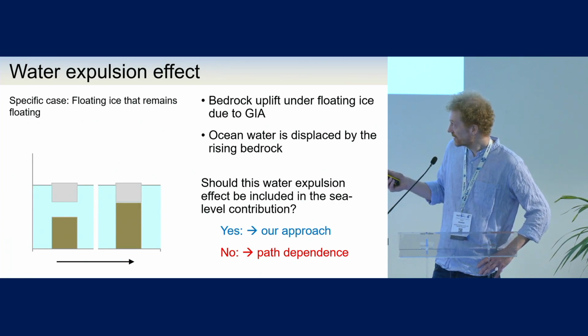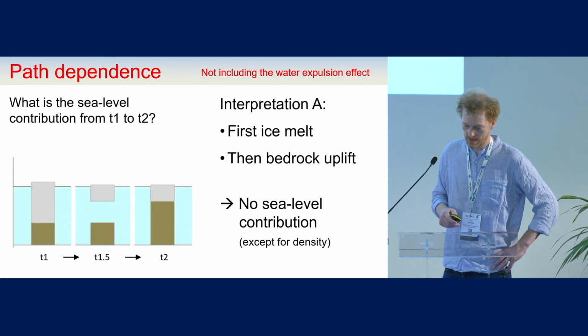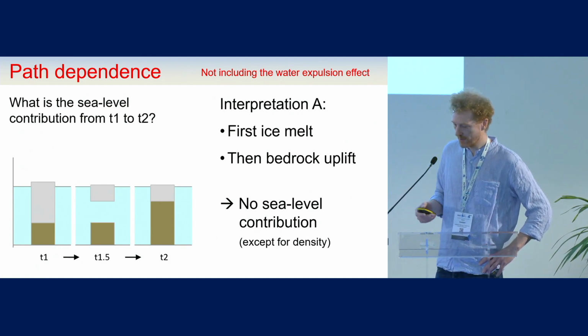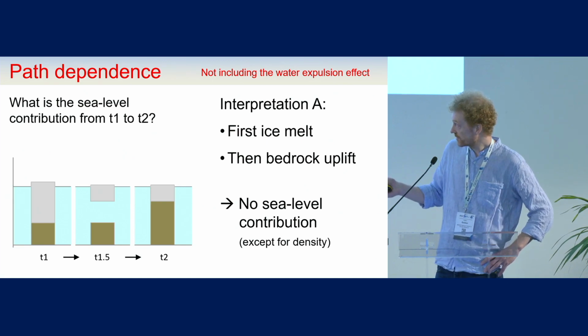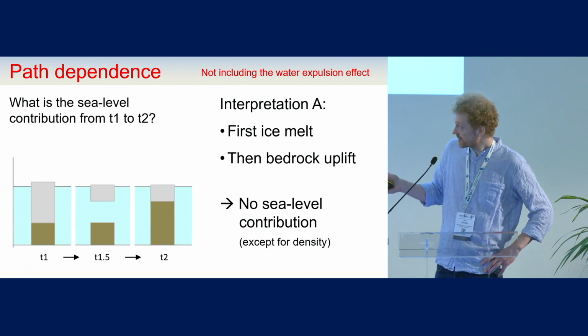The problem is when you don't take this into account, you basically get to an inconsistent solution which is path dependent. And I think this is an interesting thing, so I want to spend 2 slides talking about this. So basically the question here is, without including the water expulsion effect, what is the sea level contribution from time 1 to time 2, or from this configuration to that configuration? So we see that here ice is floating, there's no ice above flotation, and in this configuration the same. So basically the argument is there's no sea level contribution.